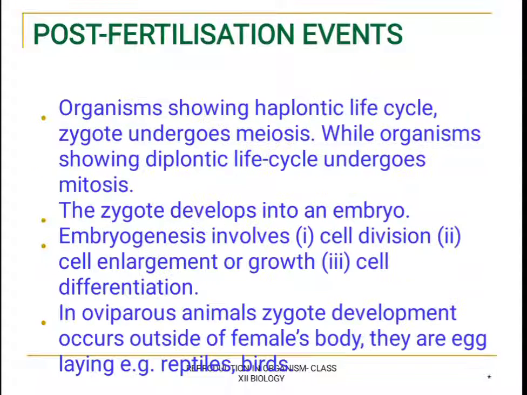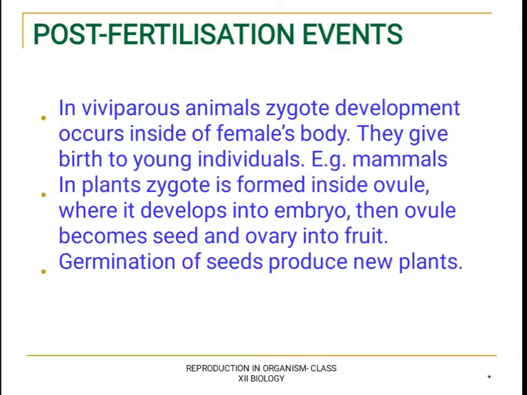The second type of post-fertilization event is embryogenesis, which is the process of development of embryo from the zygote. Embryogenesis involves different steps like cell division, mitosis, to increase the number of cells, and second, cell differentiation for the formation of different types of tissues and organs.